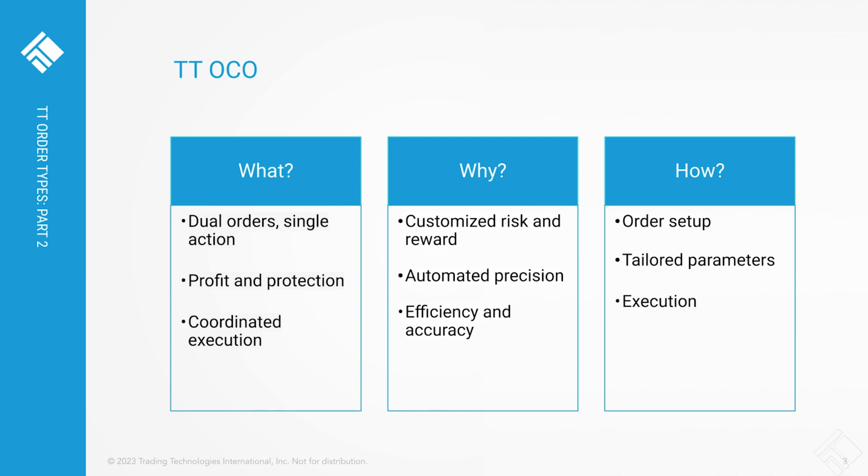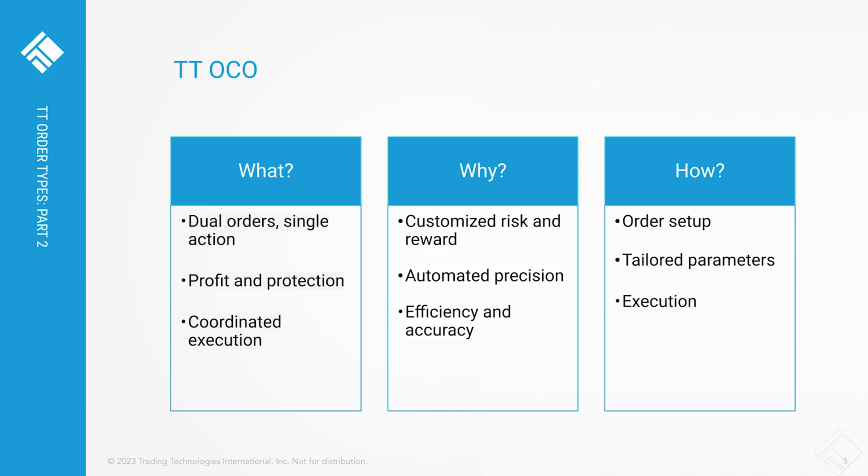So why would you want to use a TT-OCO? OCO orders allow you to customize your risk-reward ratio. Risk-reward ratio is defined as the relationship ratio between your potential rewards and risk taken. With a predetermined risk-reward ratio, you are able to determine the exit points for both your predetermined take profit and stop loss. Automated execution is another benefit of using TT-OCO. OCO orders are executed automatically when certain conditions are met, which can save traders time and reduce the risk of human error.